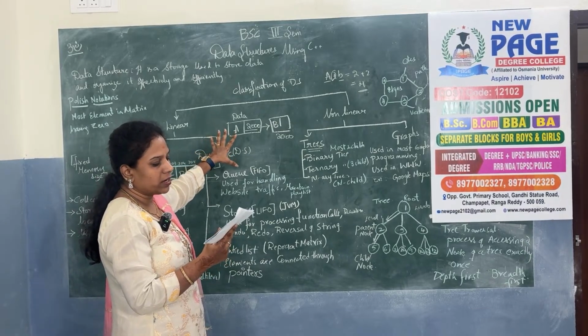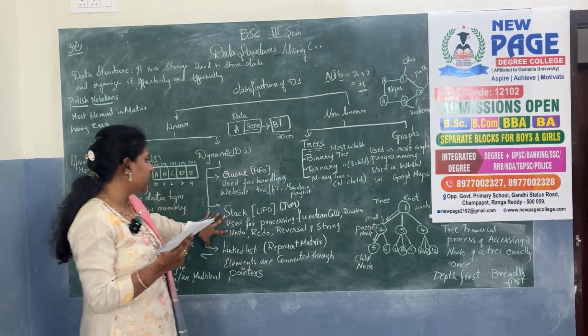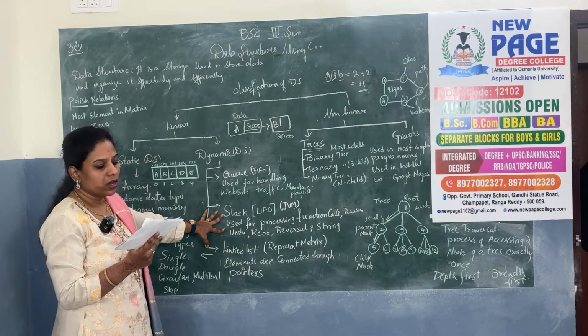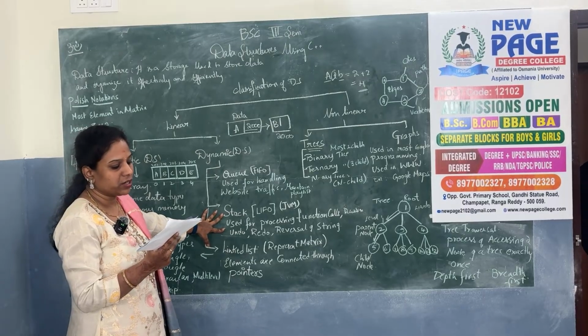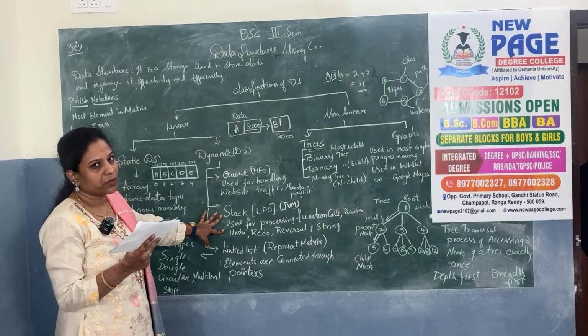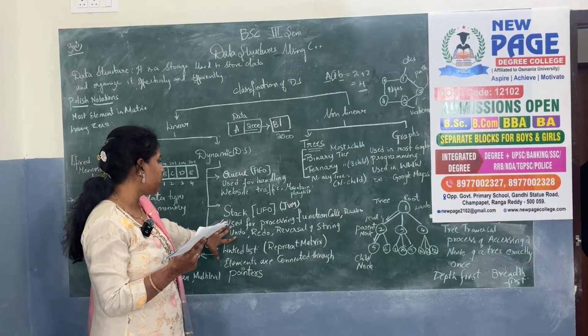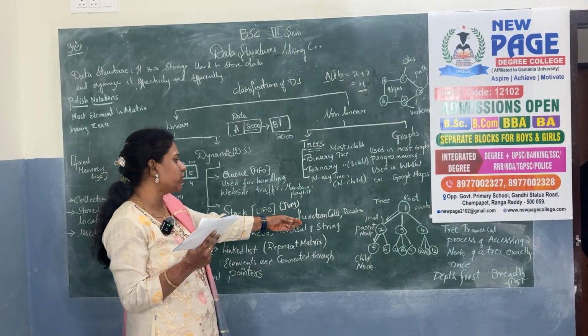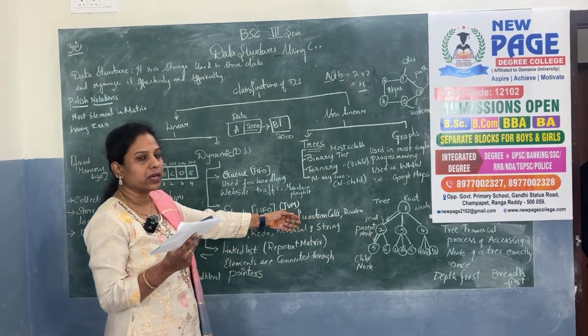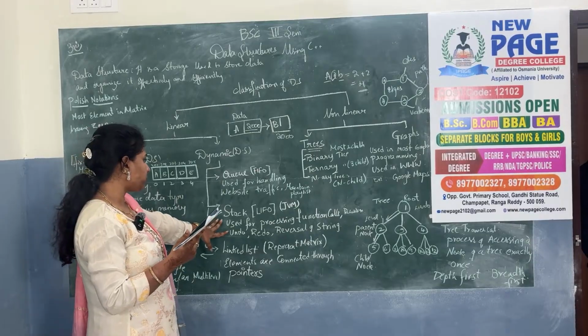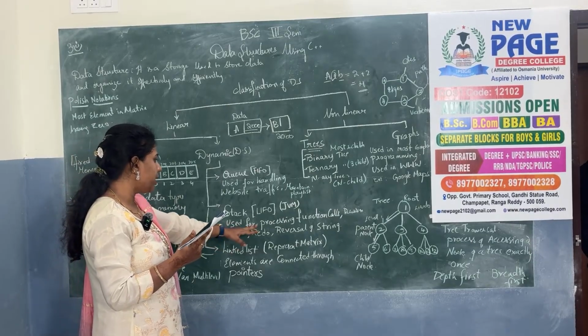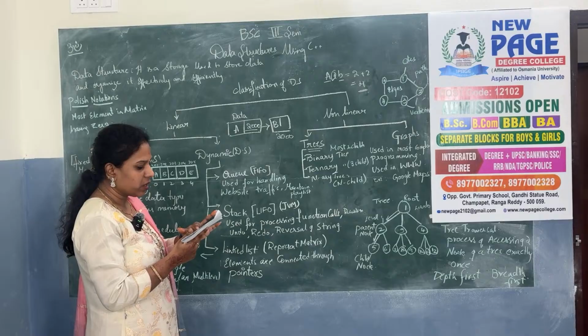So next, what is a stack? A stack is last in, first out. You need to write the stack definition and its real-time examples. For real-time uses, you can write processing your function calls, and you can use it for recursion. Next, undo and redo, and reversal of a string.